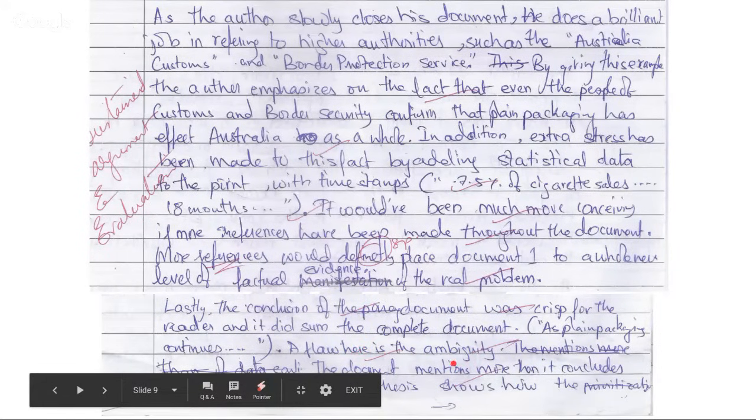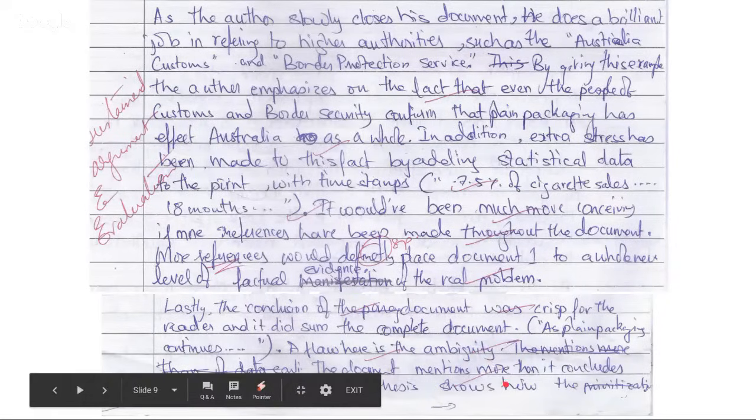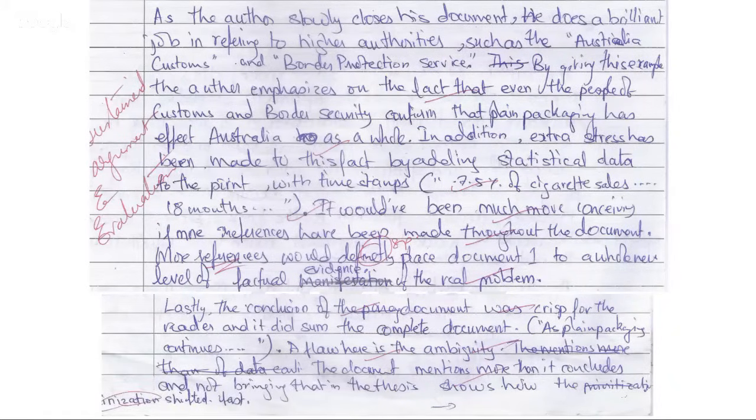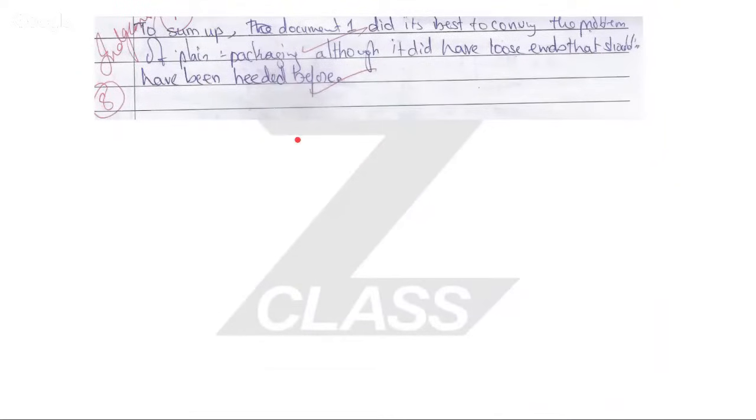A flaw here is the ambiguity. So over here, he says a flaw here is ambiguity. The document mentions that it concludes, and not only bringing that in the thesis shows how the minimization shifted fast. Yeah, so that kind of doesn't make sense, but let's continue. To sum up, this is the conclusion. To sum up, document 1 did its best to convey the problem of plain packaging, although it did have loose ends that should have been heeded before. So he got 8 points over here.